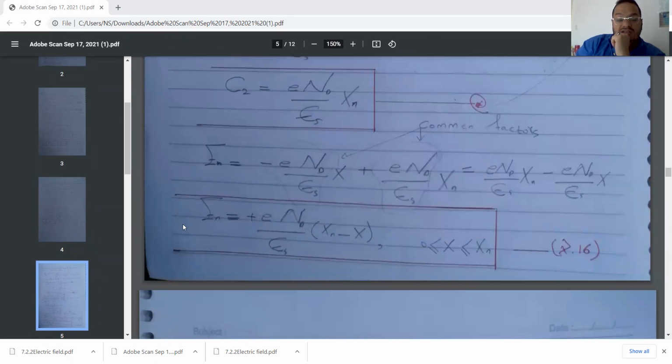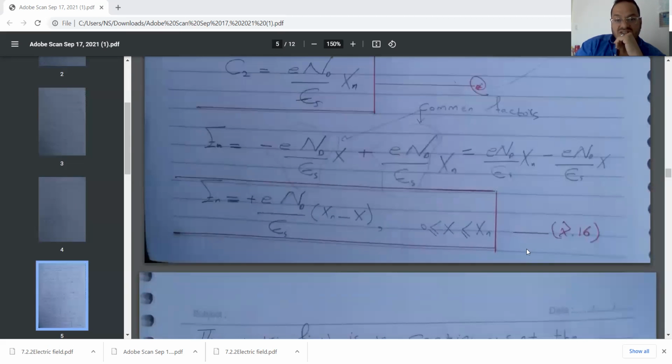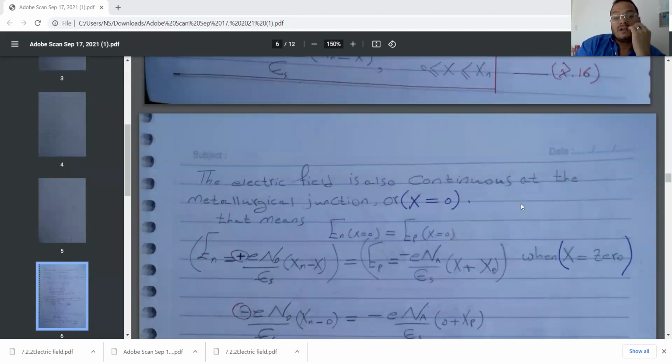Here, the electric field in the depletion region at the N side equals the electron donor concentration divided by permittivity times the quantity width of the N type minus X, when X is bigger than or equal to 0 and smaller than or equal to the width of the N side. This equation will be 7.16. Now, the electric field is also continuous at the metallurgical junction, or when X equals 0.